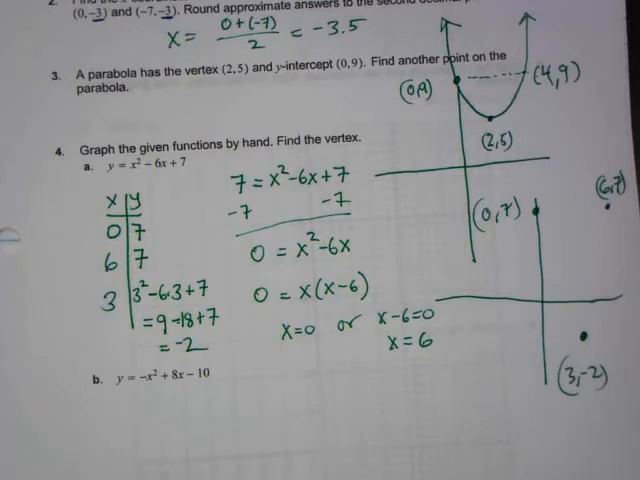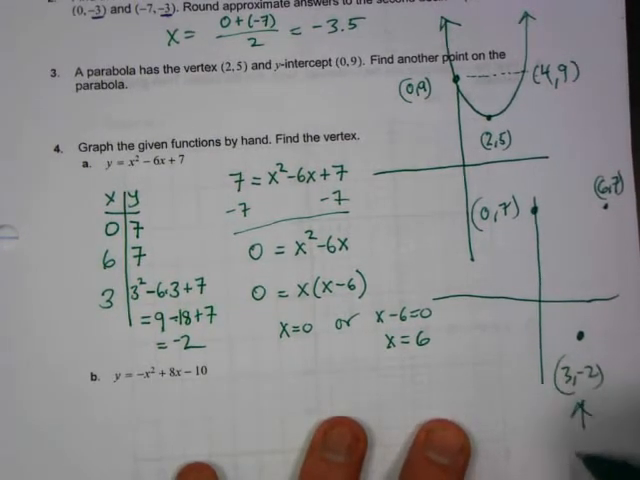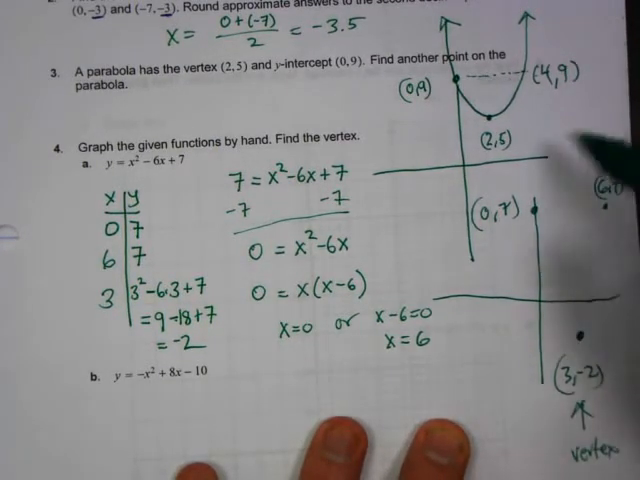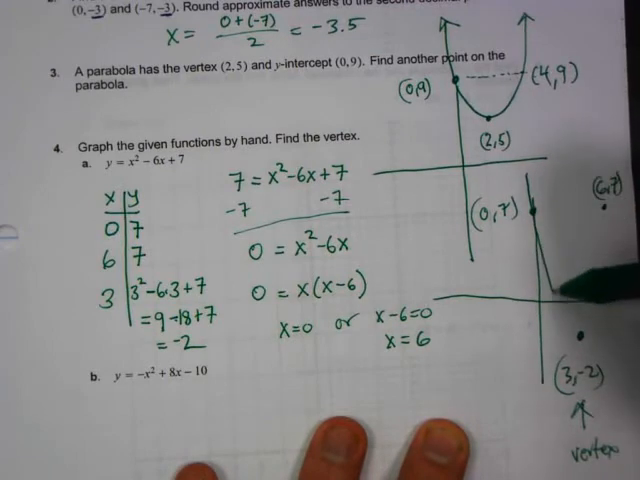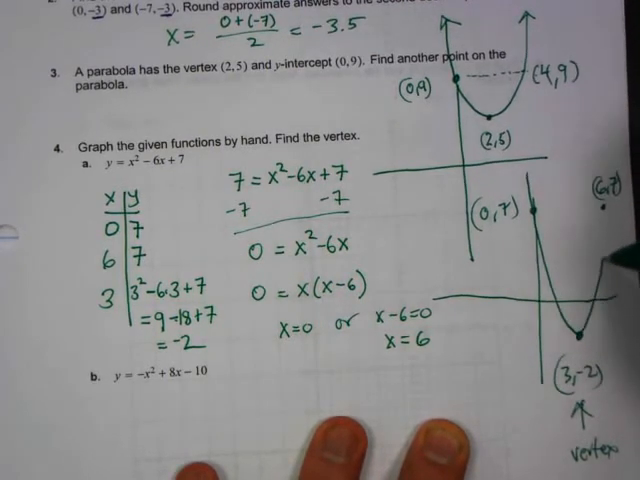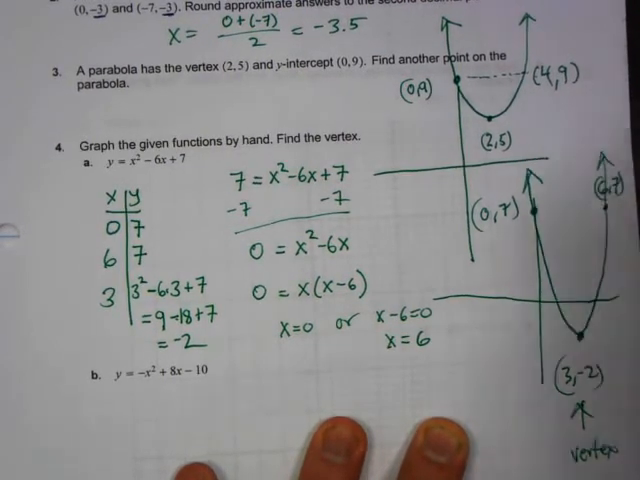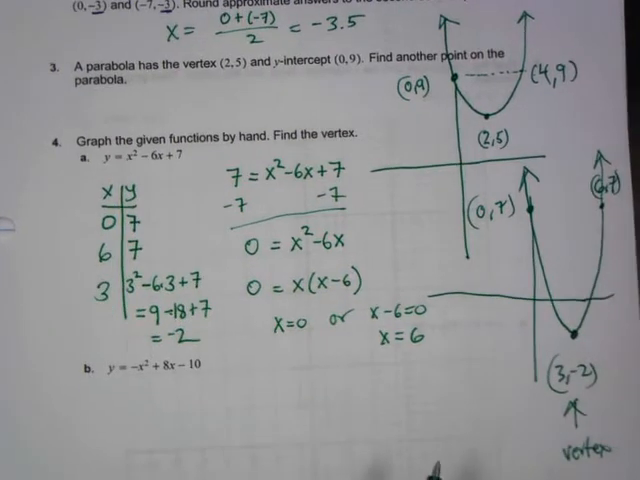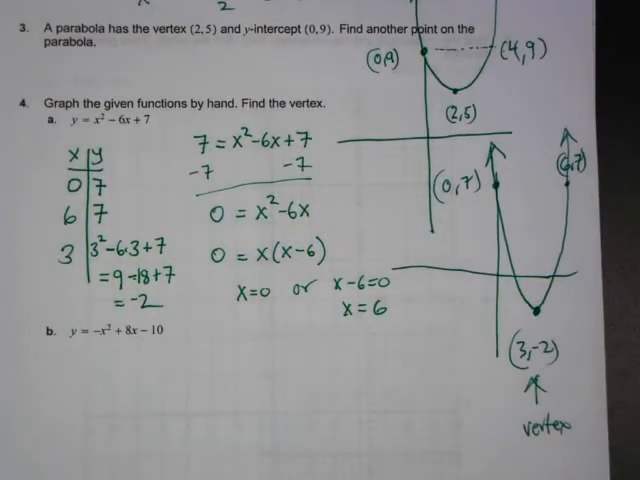So where's my vertex? 3, negative 2. There's my vertex right there. Now I draw a nice smooth curve, which you cannot do going through those points. Questions on that?